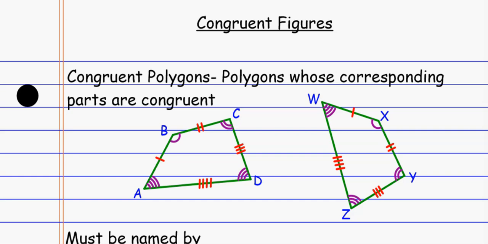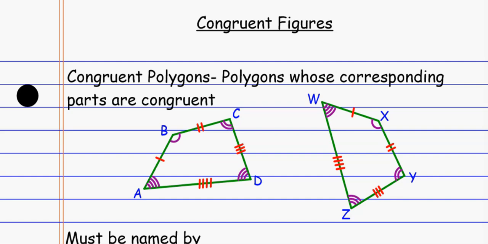Hi there, folks. Today we're looking at congruent figures, okay? And so when we talk about the idea of congruence, it's when things are the same, but we're talking about a shape. We've talked about congruent angles and congruent segments and that kind of thing. So this is when the shapes are the same.